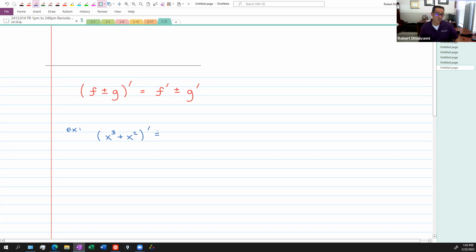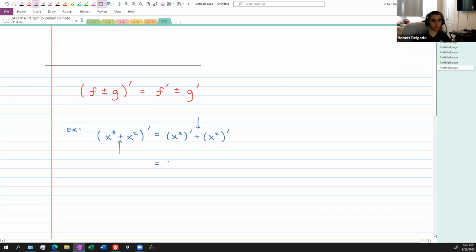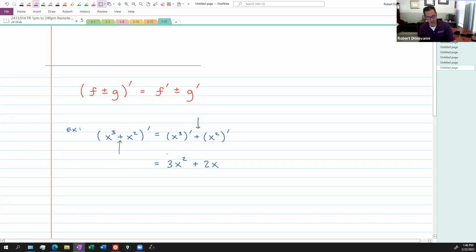This rule says, because you have addition right there, you are allowed to do them individually. You can do the derivative of x cubed and then the derivative of x squared, and then you will just add those two answers together. So this means we should get what? What's the derivative of x cubed? 3x squared. And then plus the derivative of x squared, 2x. And we're done. That's the derivative.